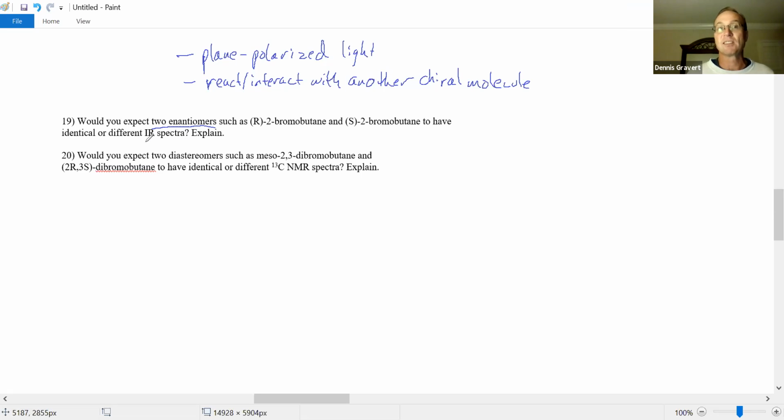So then the question is, is IR chiral? Well, it's not another molecule. Does it use plane polarized light? I don't think so. It's just normal infrared light. This isn't chiral. You can't tell the difference. And that's what you'd explain. You just say enantiomers, you can only tell them apart using these two ways, and IR does not contain plane polarized light.